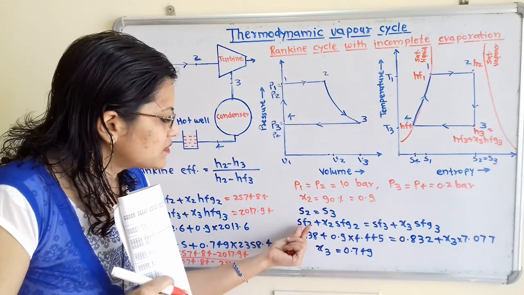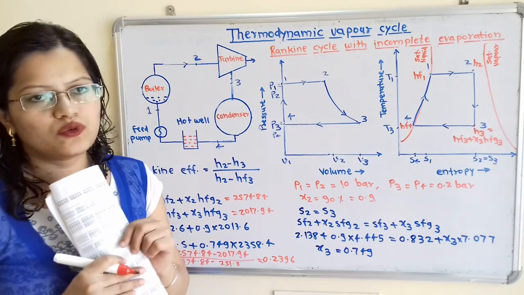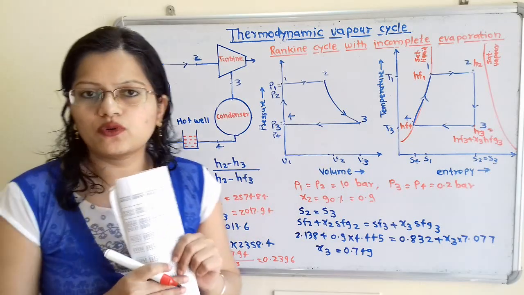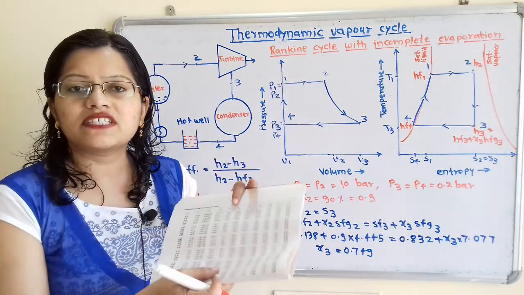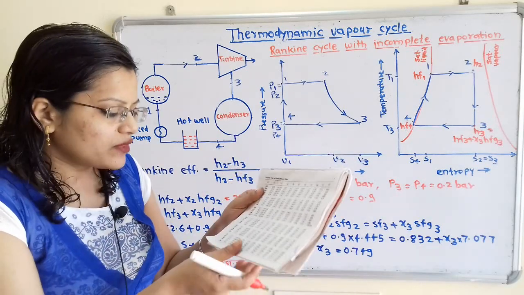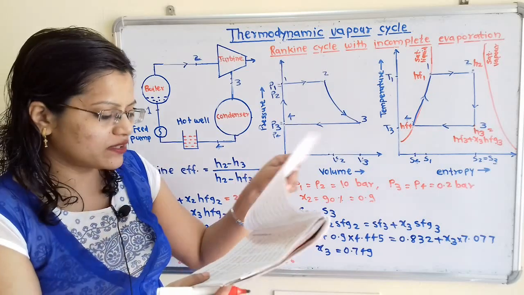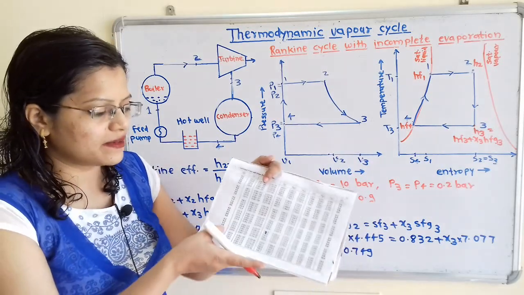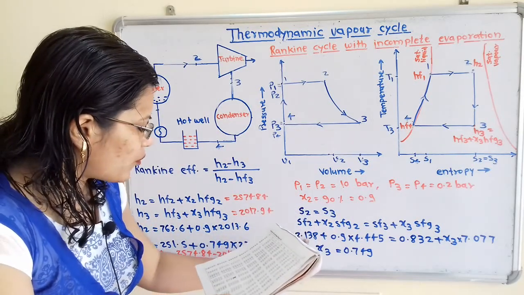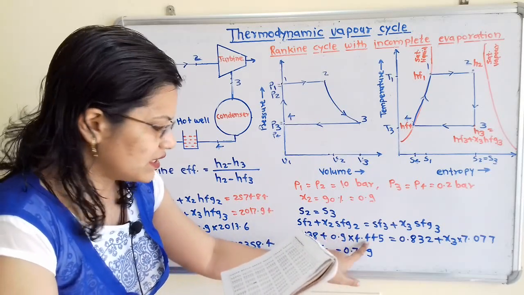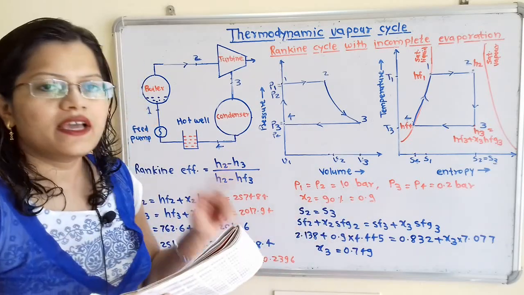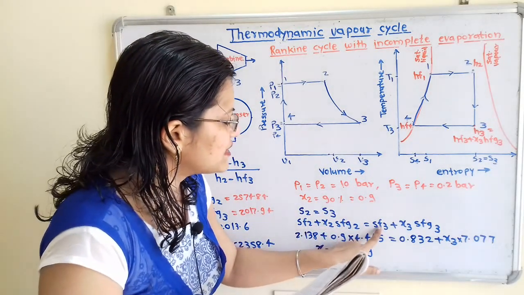Now how to find the values of SF and SFG at point 2? At point 2 we have to refer to the pressure P2, that is equal to 10 bar. So we will use the steam table, that is the pressure table. In the first column the pressure is given, so we take the 10 bar pressure and find the value of SF. Here SF is 2.138 and SFG is 4.445, and X2 is known, that is 0.9. In the same way we will use the values of SF3 and SFG3.